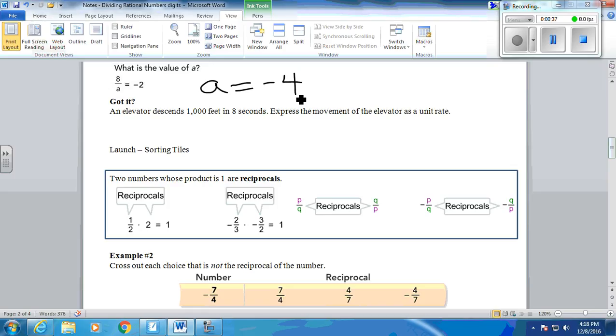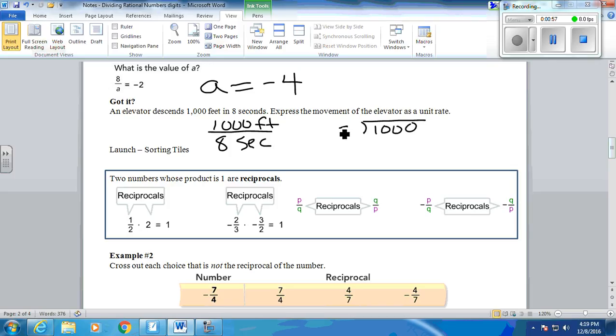For the got it question, they're saying that an elevator descends 1,000 feet in 8 seconds. Express the movement of the elevator as a unit rate. So I'm comparing 1,000 feet to 8 seconds. So I would go through and divide this out.